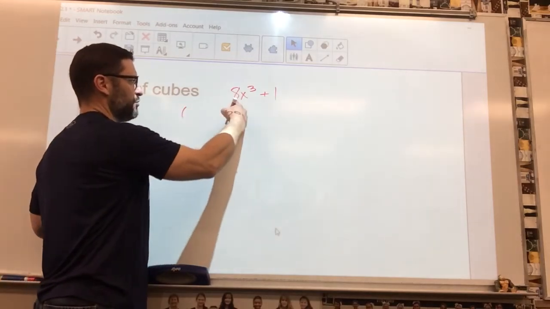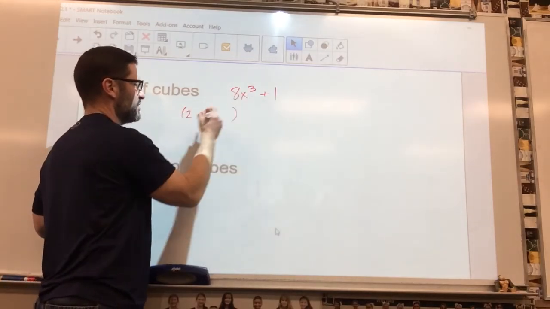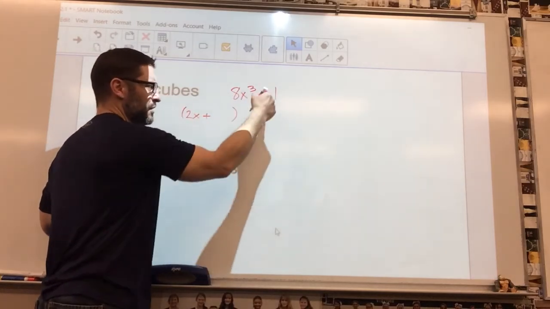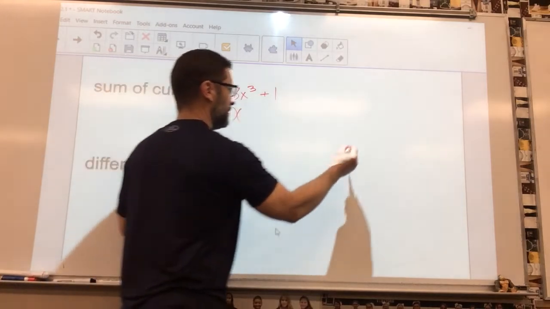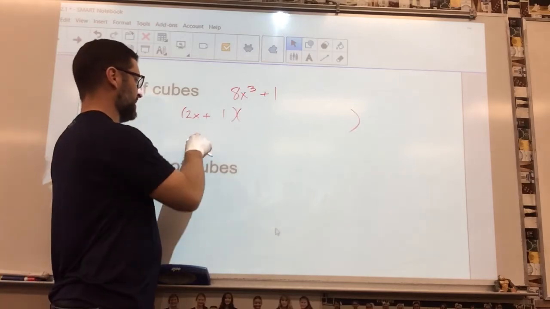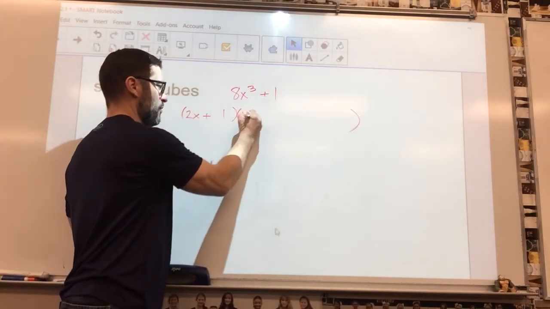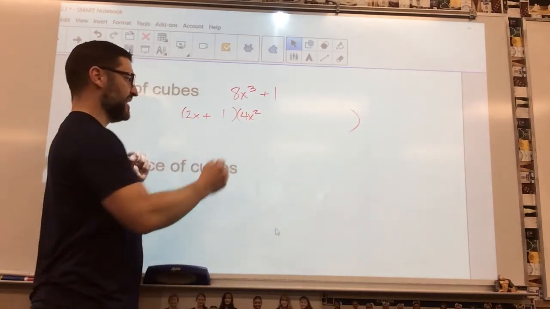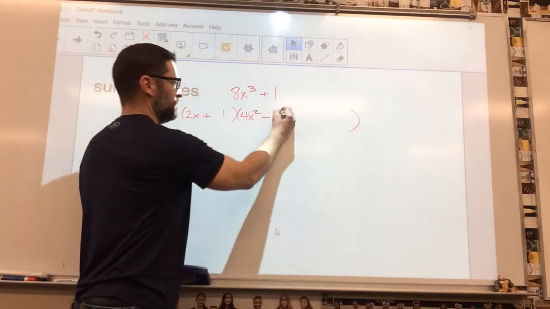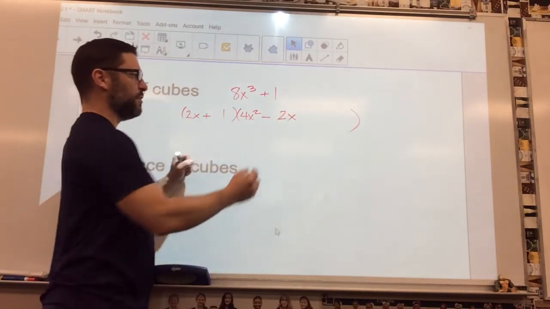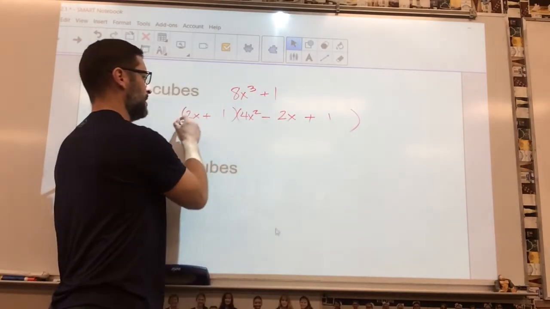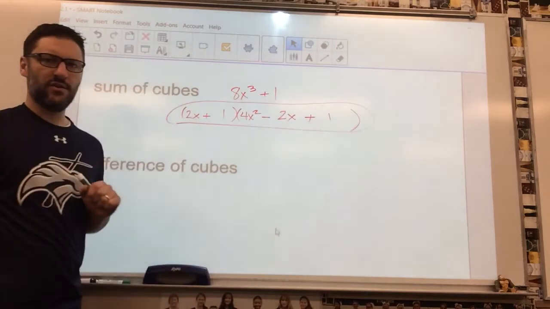Cube root of 8 is 2. Cube root of x cubed is x. Cube root, same sign, cube root. That's the binomial. The trinomial is square that term, 4x squared. Change the sign, minus. Multiply these two together, 2x. Always plus, plus. Square the last term, 1. And I got it. And you could FOIL that.